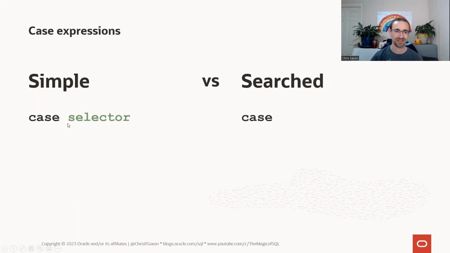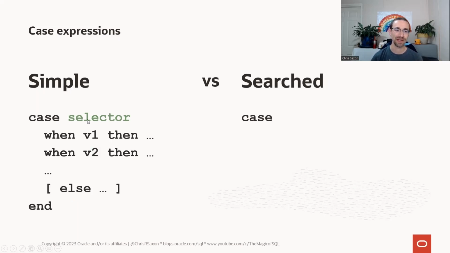what the database does is it checks for each of the when clauses, is that selector equal to any of these values? So we're asking, is it equal to V1? Is it equal to V2? So on and so forth. If it's not, we'll get the else if it's present. So this is nice when you've got one value and you want to check it's equal to anything from a list. A lot of the time, however, you've got things that are a bit more complicated than that.